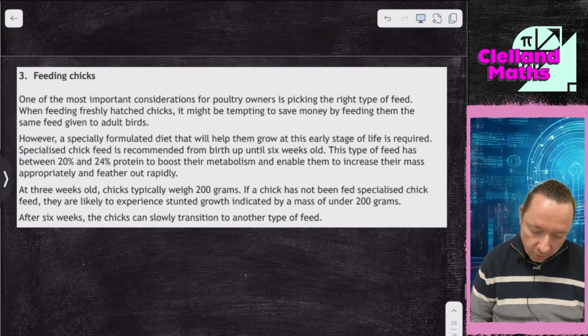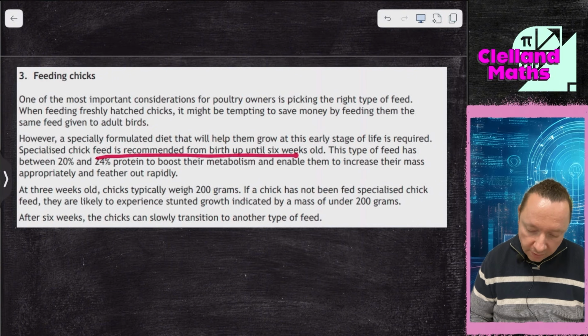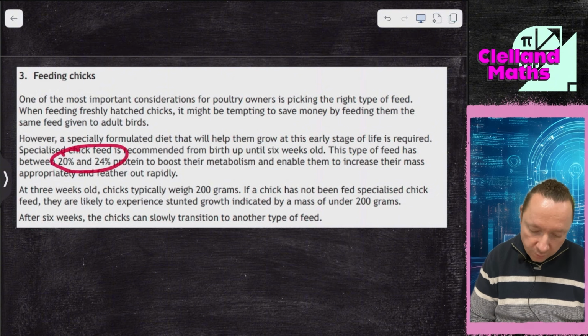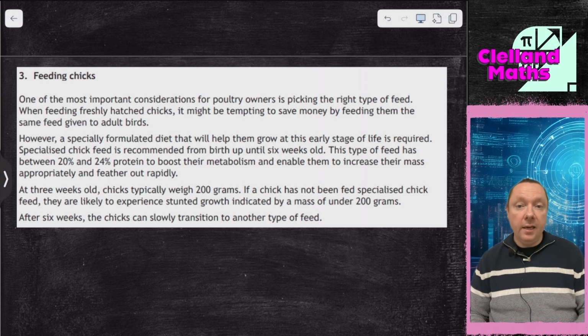If we look at our data booklet, it says specially formatted data will help them grow at an early stage of life required. Specialist chicks foods recommend up to age 6 weeks old. This type of feed has between 20 and 24% protein boost to enable them mass appropriately and feather out rapidly. At 3 weeks old, chicks typically weigh 200 grams. If they've not been fed a specialist chick feed, they're likely to experience stunted growth indicated by a mass of under 200 grams. At 6 weeks old, the chicks slowly transition to another type of feed. So between 20 and 24% protein allows them to increase their mass.